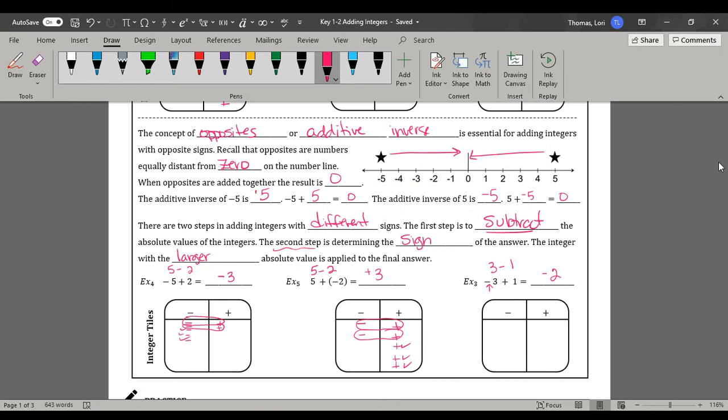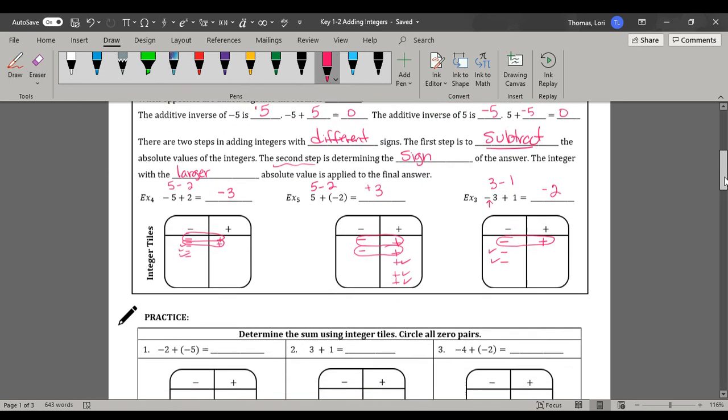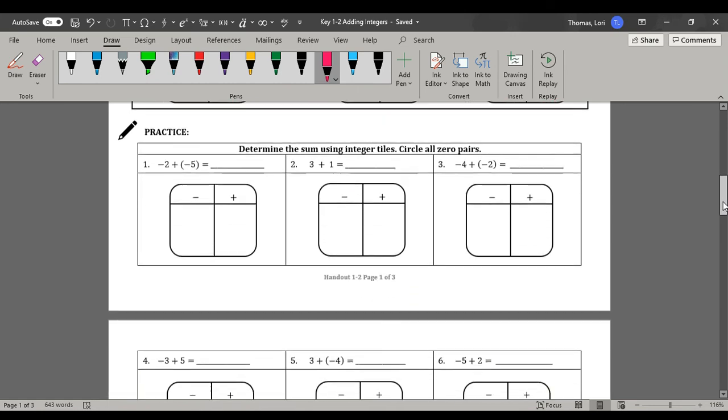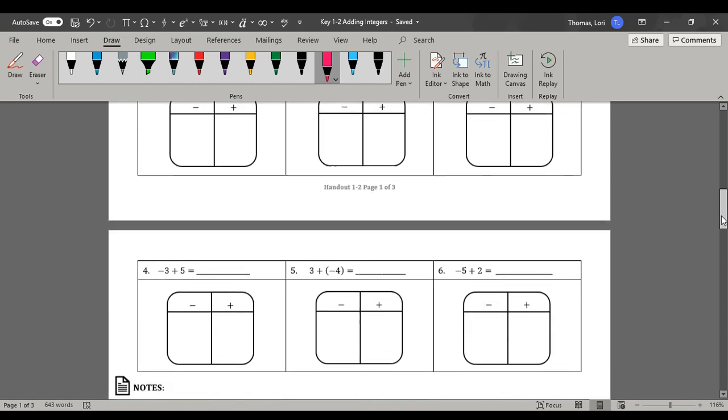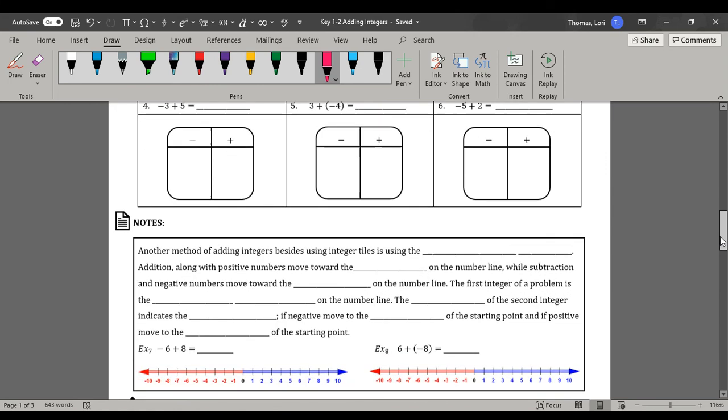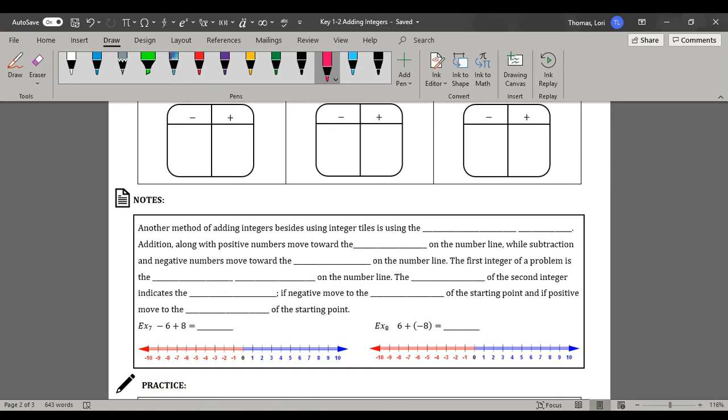Example number 3, we have 3 negatives. So using integer tiles is a very good visual to see what's really going on. And then we're going to add 1 positive. The negative and positive cancel each other out, and what remains is 2 negatives. So -3 plus 1 is -2. Now you finish out these problems, showing your work, circling your zero pairs here, and then we'll get back to the next part of the lesson.